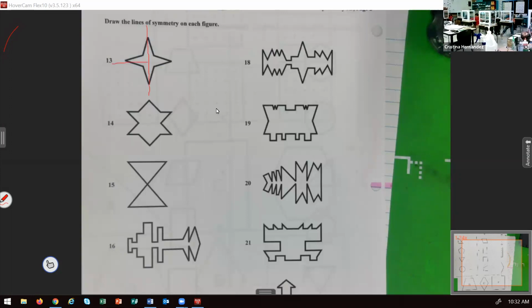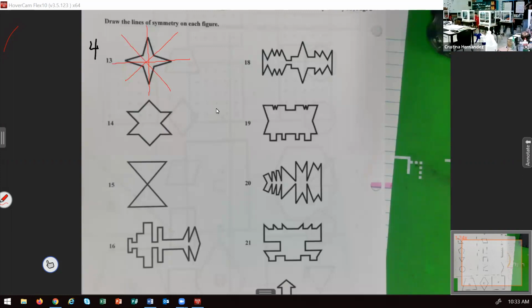Looks like a ninja star. And then we can slice it this way. And then this way, right? So then it has 4. Put 4 next to it. I got 4 of them. It's like a slide.